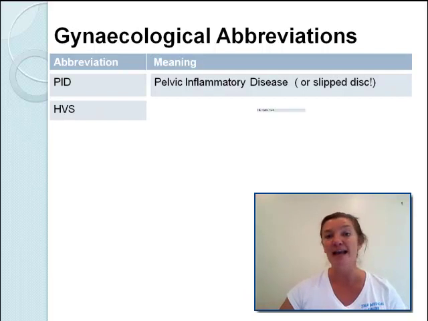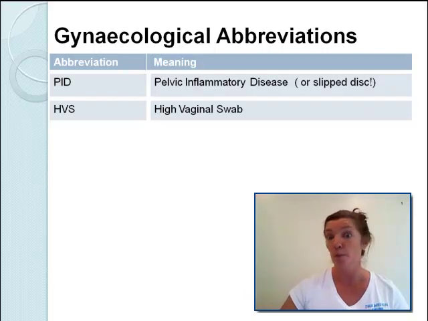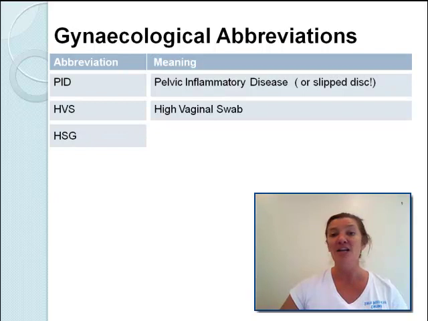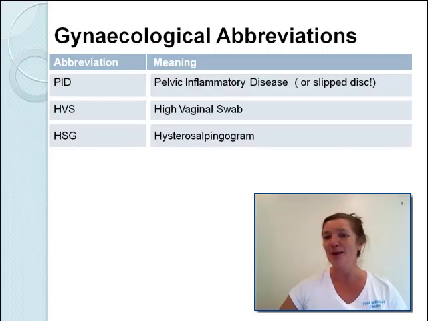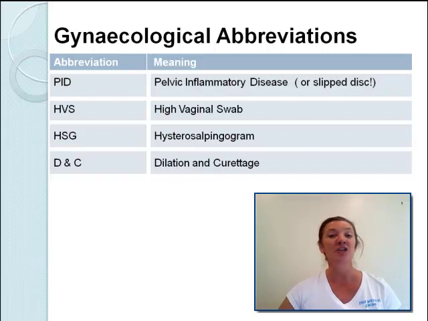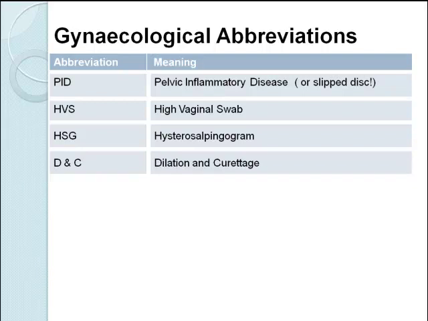Next term, HVS, is a high vaginal swab. HSG is hysterosalpingogram. We can break that down. Gram is our tracing, salpingo is the tubes, and hystero is the uterus. So it's a tracing of the fallopian tubes and the uterus. A D&C, we mentioned this earlier, is dilation and curettage, otherwise commonly known as a scrape, when the endometrial lining is removed with an instrument called a curette. It's like a spoon.